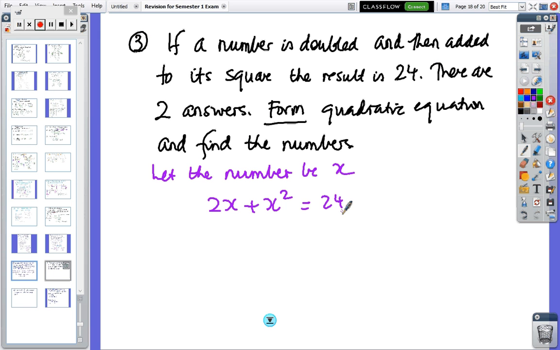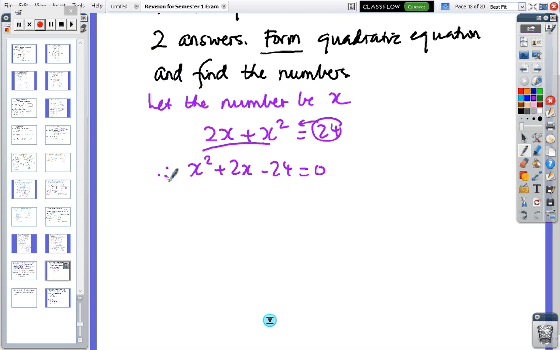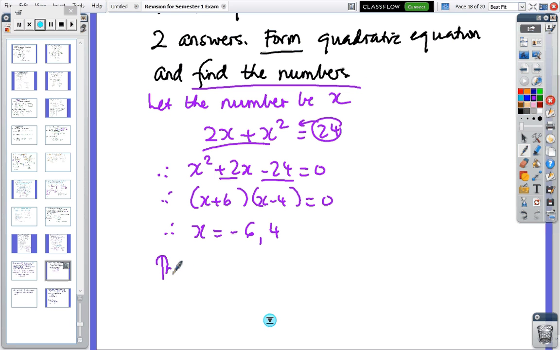Okay, so we've got a quadratic, and we can't solve quadratics if they equal numbers. So we bring the 24 back, and then change this order back to normal order. So x squared plus 2x minus 24 equals 0. So you've got a multitude of techniques, and I'm going to put into brackets. So we're looking for 2 numbers that multiply to minus 24 that add to 2. So the numbers are positive 6 and minus 4. And so the numbers are minus 6 and positive 4. Find the numbers.